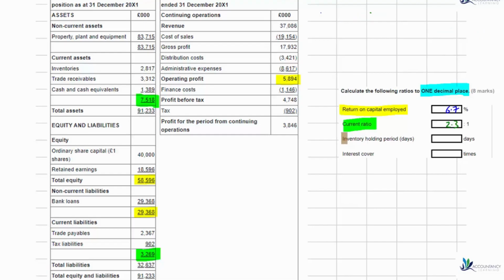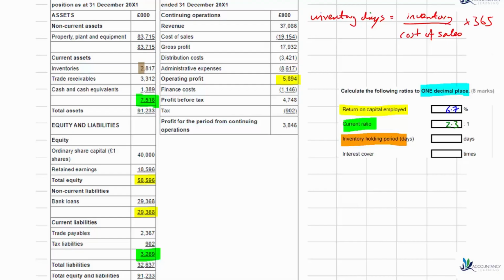The next ratio is our inventory holding period, or inventory days, and that's calculated by taking the inventory and dividing by our cost of sales. And remember, we're dividing by cost of sales because that's how we're going to be utilizing the inventory, isn't it, as we sell those goods. And then we multiply by 365, the number of days in the year.